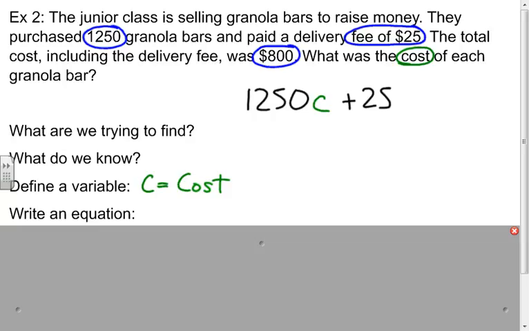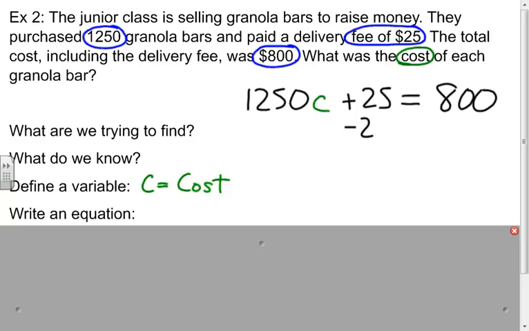bars. It says the total, including the delivery fee, was $800. Total should make you think answer. So that's why we get equals 800. Okay. Hopefully you've seen where each part of that problem comes from. Now it's a two-step equation, so we solve our problem.